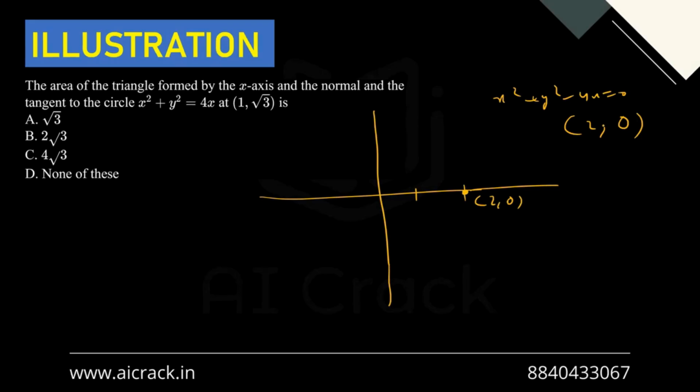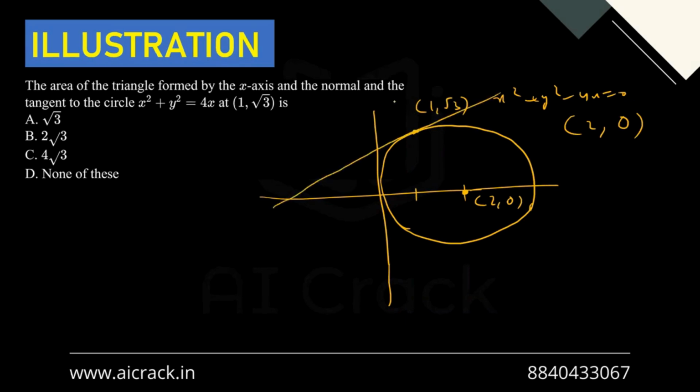Okay. And also we can see that the radius would be 2 only, because under root g square plus f square minus c would yield 2 only. So the circle is basically passing through the origin as well. Okay. Now there is this point 1 comma root 3, and we can clearly see that this point is satisfying this equation. So basically this point is lying on the circle. So let's say the point is somewhere over here, 1 comma root 3. Okay. Now we have to draw one tangent and one normal at this point. So the normal would actually pass through the center, and we have to find out the area of this particular region.